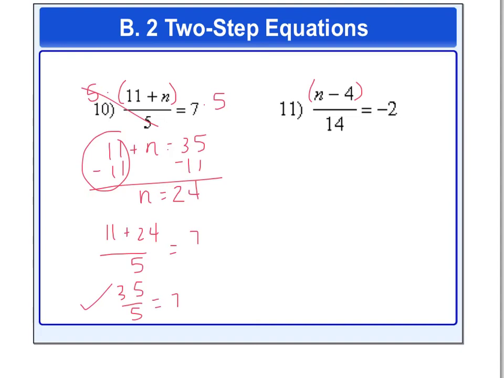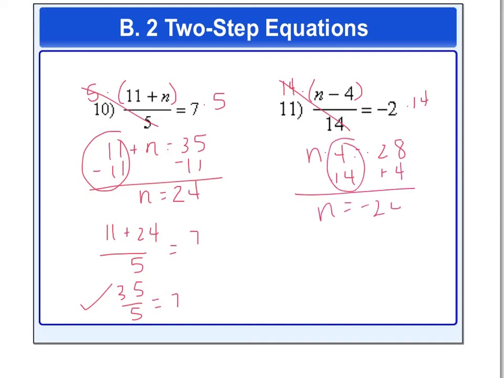The next one is going to be the same, so we're going to multiply both sides by 14. N minus 4 equals negative 28. We'll add 4 to each side. We get n equals negative 24. Check our work. Add the opposite. Negative 28 divided by 14 equals negative 2. It checks out.